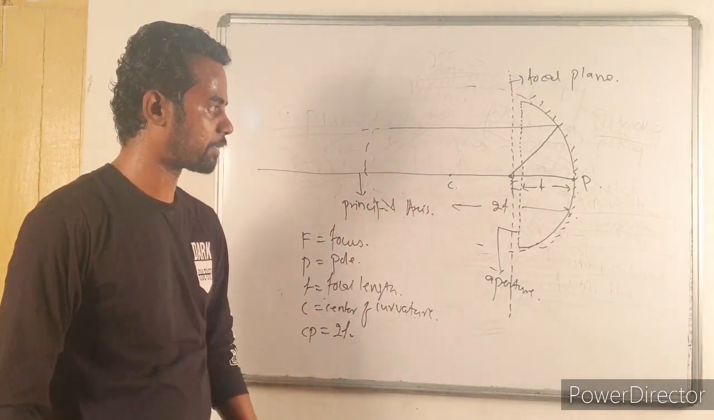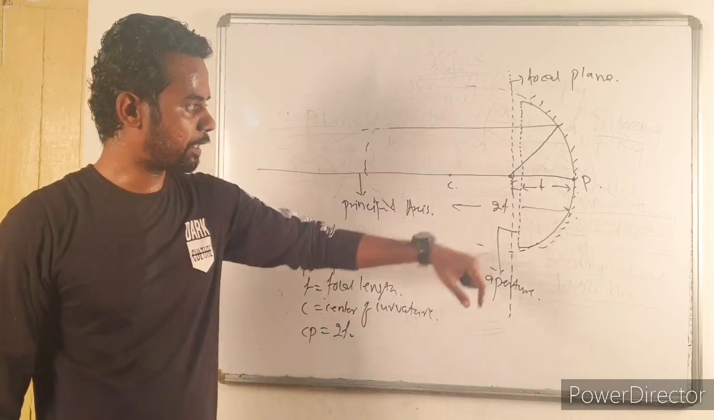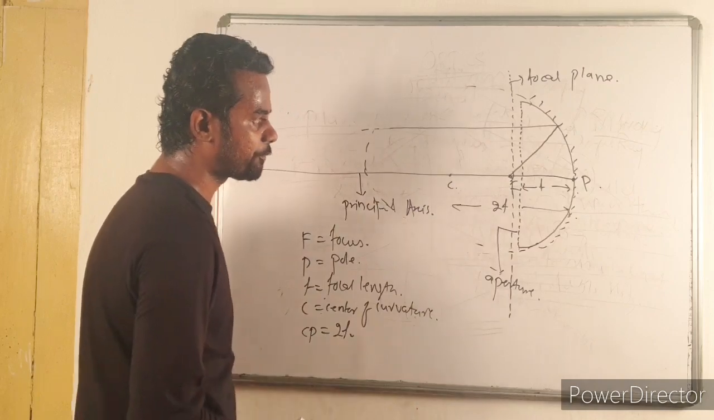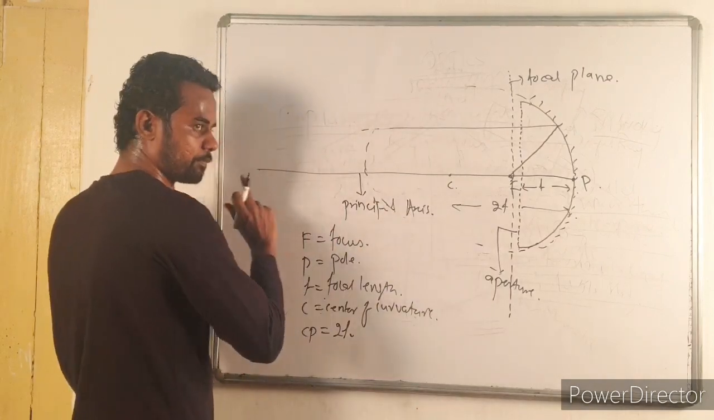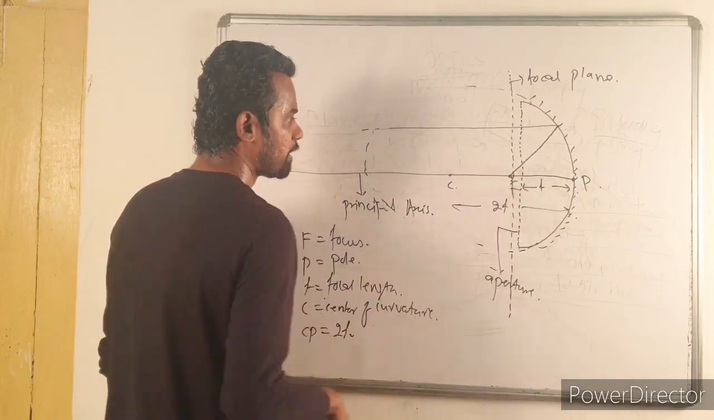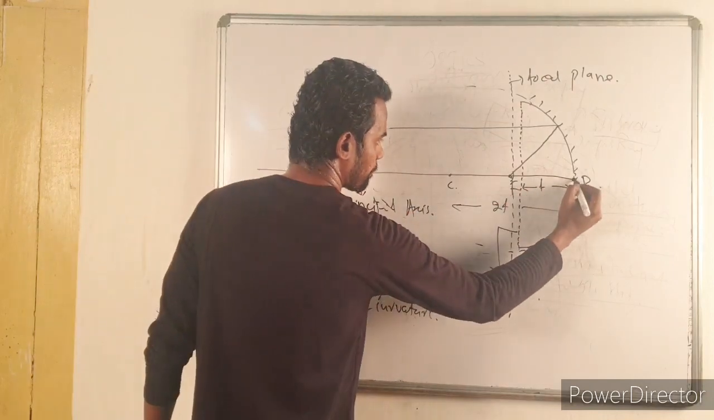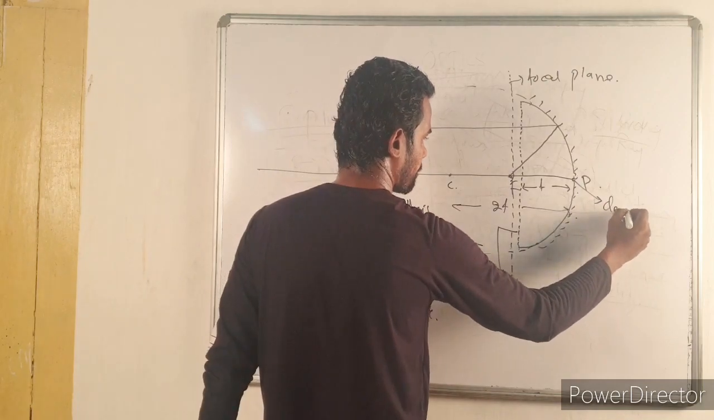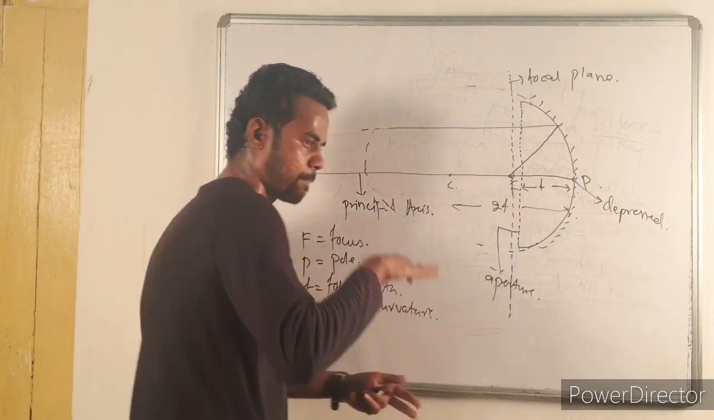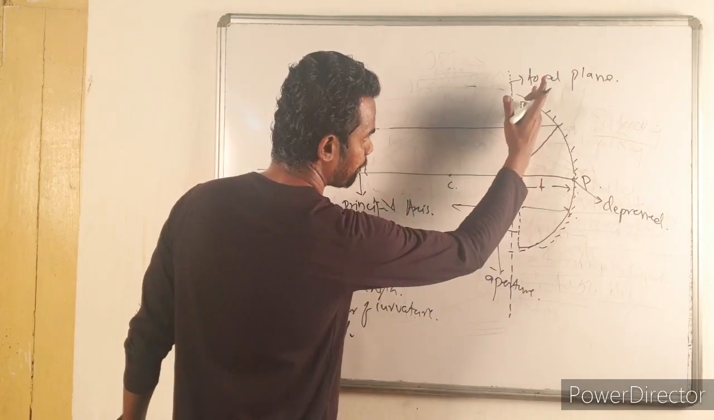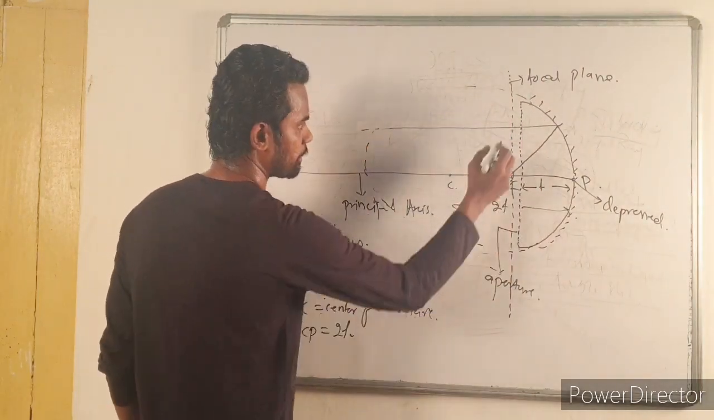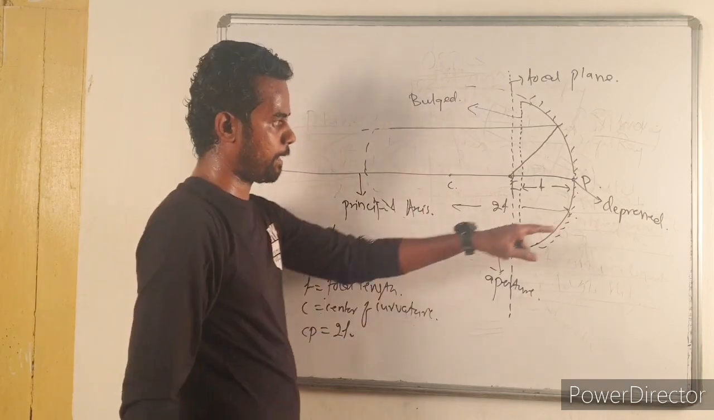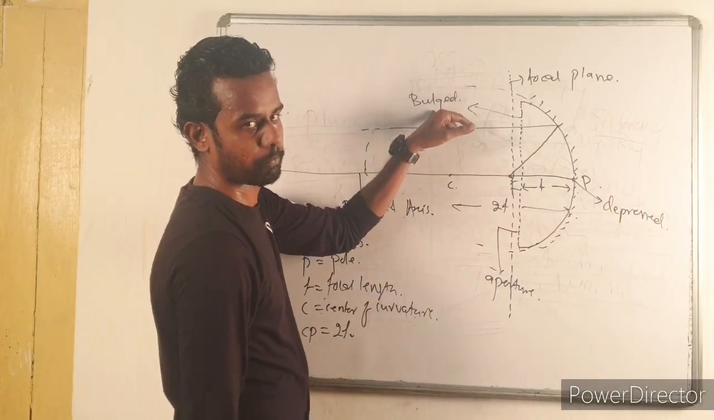Alright. Now, since we are clear about the terms, we can define what is a convex mirror and what is a concave mirror. A concave mirror we can define as a mirror in which, if we look from the reflecting side, this side, the pole is depressed and the aperture is bulged.